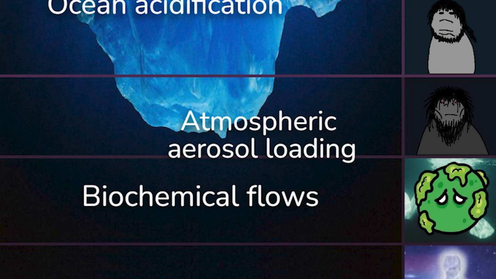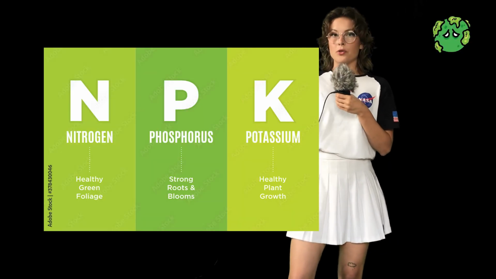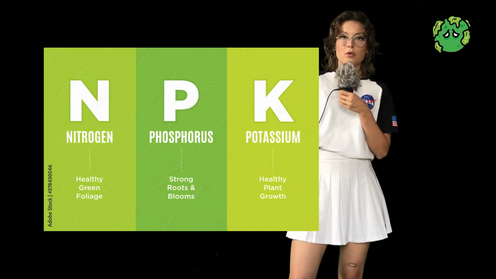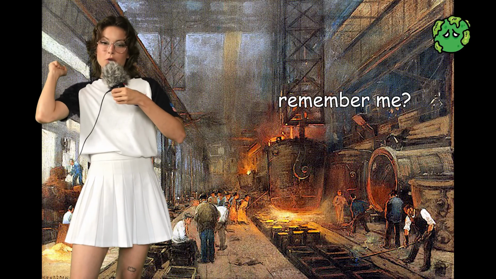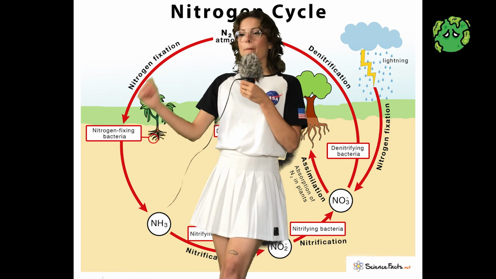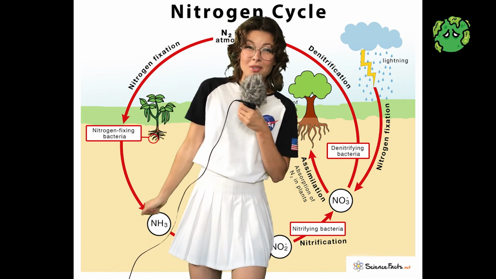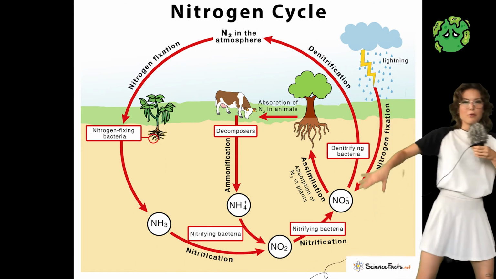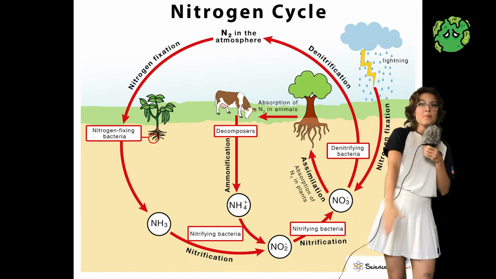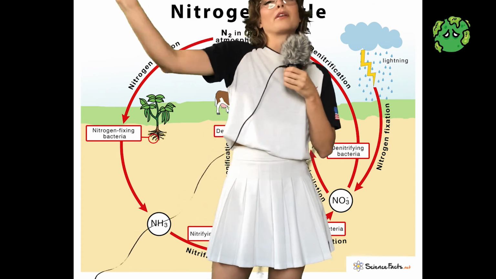Biochemical flows. This one looks at the nitrogen and phosphorus cycle and the disruption of the nitrogen and phosphorus cycles because of agriculture and industrial activity. Plants use nitrogen and phosphorus to grow, and then animals eat these plants to also stay alive. Nitrogen comes from plant material, animals, and get this, lightning. Isn't that cool? Nitrogen is a key component of proteins and DNA, making it vital for living organisms.